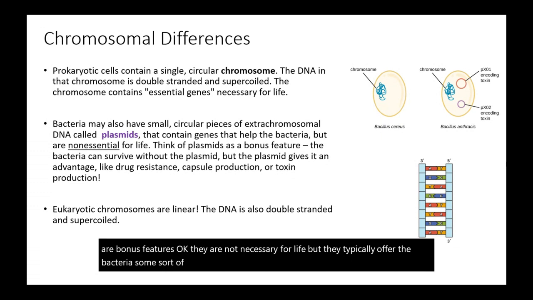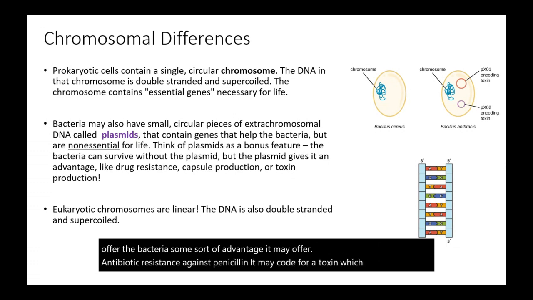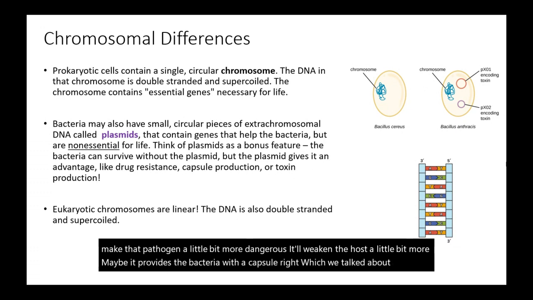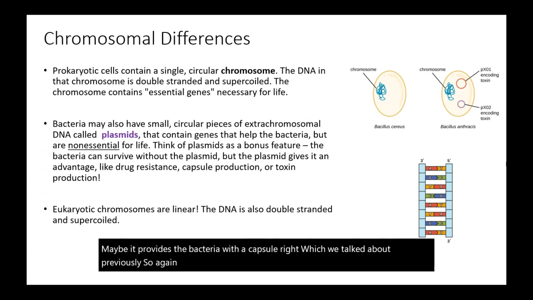It may offer antibiotic resistance against penicillin. It may code for a toxin, which is going to help make that pathogen a little bit more dangerous. It'll weaken the host a little bit more. Maybe it provides the bacteria with a capsule, which we talked about previously. So again, these plasmids are bonus features.